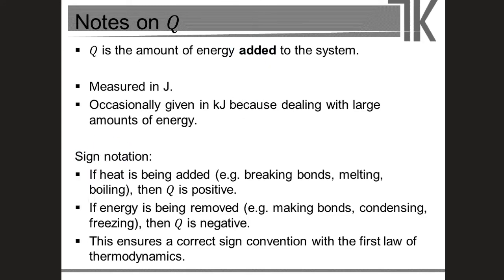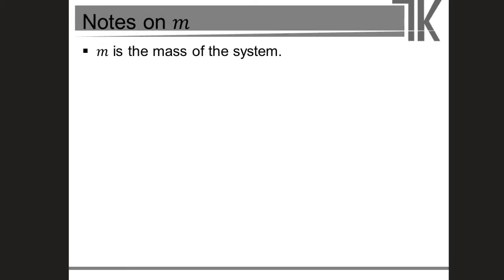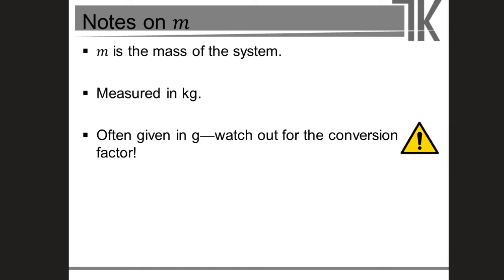So adding is a positive Q, and then doing the opposite of that is a negative Q. We have the same sort of notes on M as we did for our specific heat capacity. So lowercase m is just the mass of the system, and inside our equation that has to be measured in kilograms. Now oftentimes we're given that in grams, so do watch out for the conversion factor, be really, really careful with that. I'd probably put a little star asterisk somewhere around the units or highlight the units for M. Make sure you convert anything given to you in grams into kilograms.